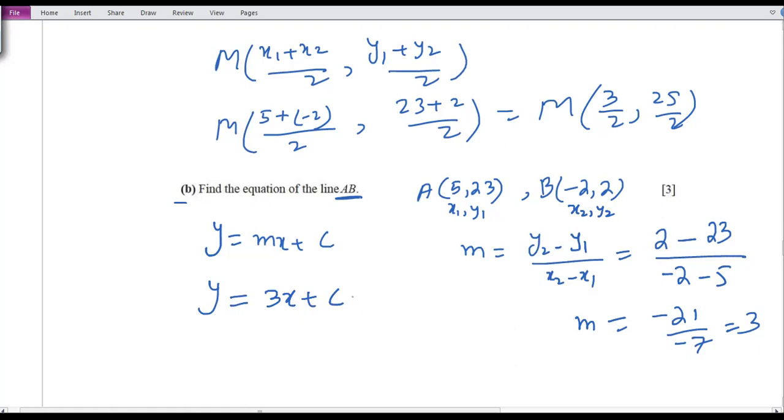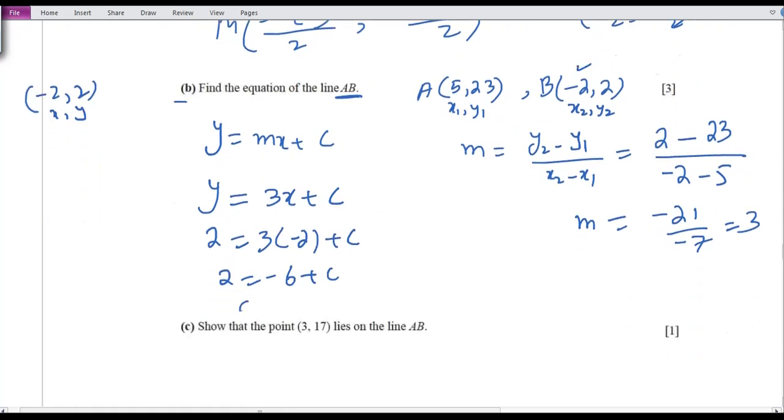Now to find c, put any one of the points. This time I'm going to take this one, minus 2, 2. We'll put it here and we'll find the c. This is x, this is y. Y is 2 equal to 3 into minus 2 plus c, which will become minus 6 plus c. So what we will get? c equal to 2 plus 6, which is equal to 8. This value of c you can put here. That will become your equation of a line, y equals 3x plus 8.